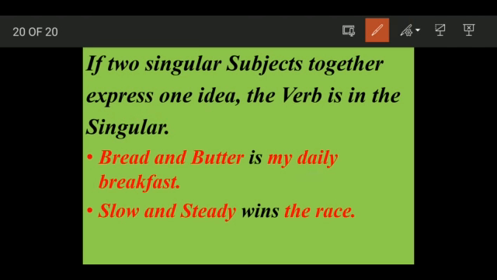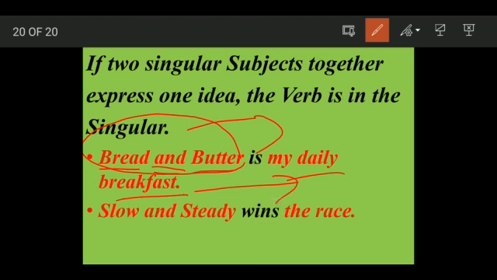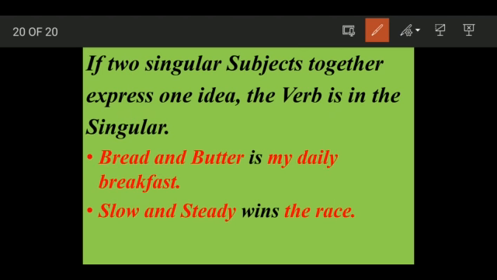But what happens in some cases when we are using and with two different singular subjects, but they are talking about one thing only? We are referring to one idea only. Bread and butter is my daily breakfast. We are talking of one idea, that this is a breakfast. So this becomes one single identity and we use a singular verb with it. We will not say bread and butter are my daily breakfast. No, this is one thing only. If they ask, what is your breakfast? Bread and butter. This is one thing only. So we will have a singular verb.